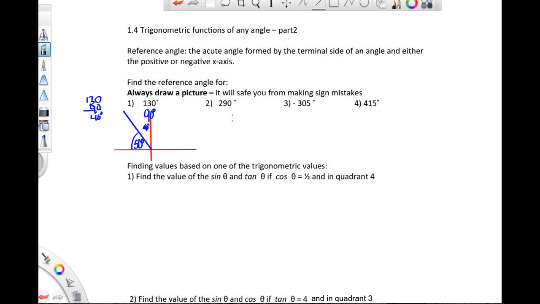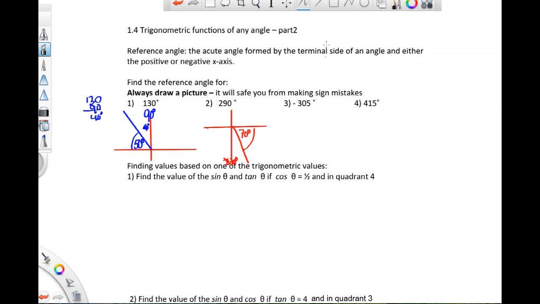So 290, right? In my mind I'm thinking, well, 90, 180, 270 would be here. So 270 would be here. So I got 20 degrees more to go. So if I have 20 degrees here, then I have 70 degrees there. So that is your reference angle.